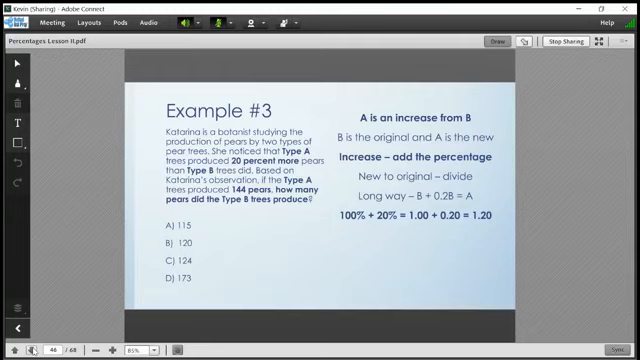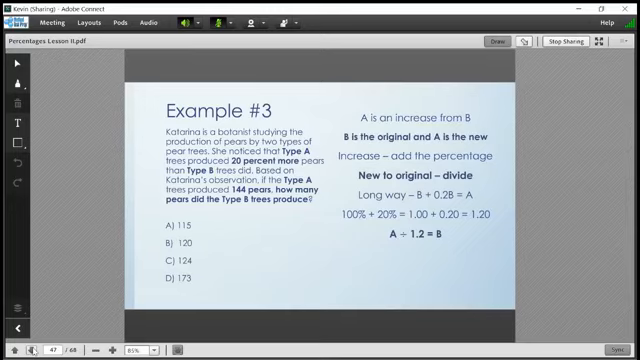Okay, so that was kind of the long way, like that first way that we did that previous problem with the Kansas corn problem. But let's make this a little more straightforward. So A is an increase from B. Since it's an increase, I'm going to add the percentage. So I take that 100%, I'm going to add the 20%. Decimalizing it, that's the 1, and I'm going to add the decimalization of 20%, which is going to be 0.2 or 0.20. And either way, I'm still going to end up with 1.2.